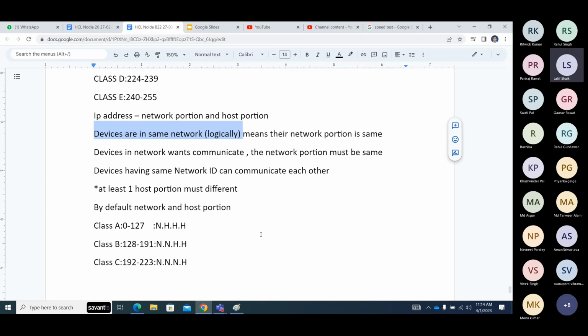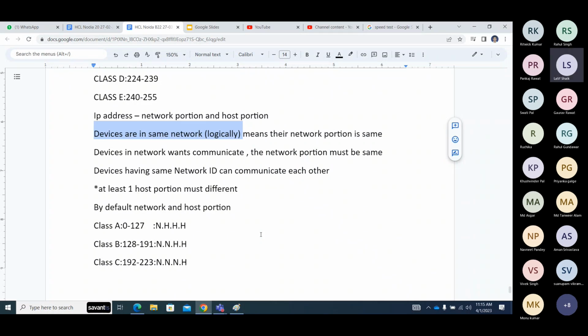Devices can be physically connected, but logically they can be separate. I have 100 computers in my network, but 20 computers are logically in the same network, and another 20 computers are logically in another network, like that. Physically all are in the same network, but logically they are separate networks. So how can they be divided logically, guys? Based on the IP address. A physical network can be divided logically by IP address. That's why it is a logical address.